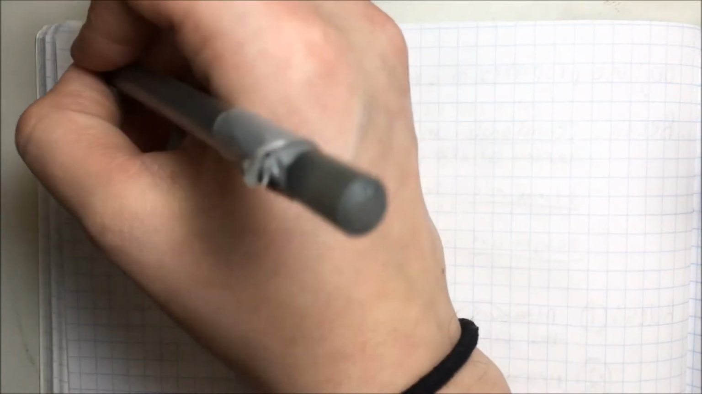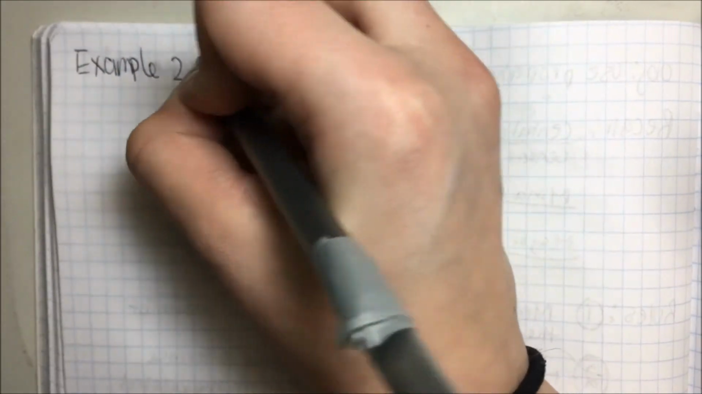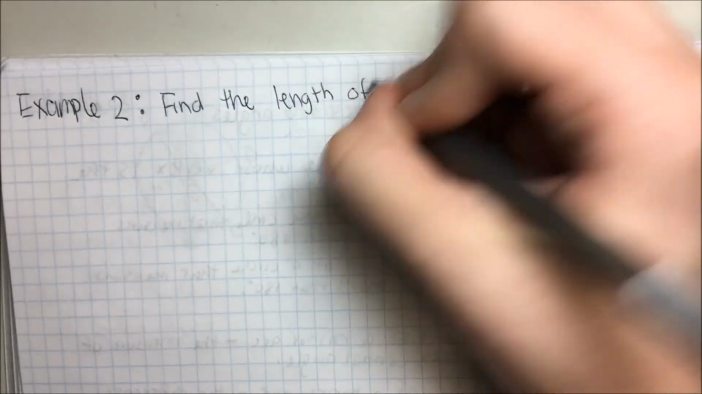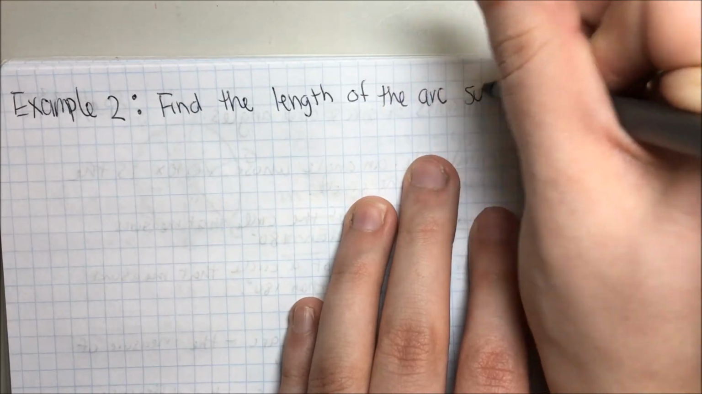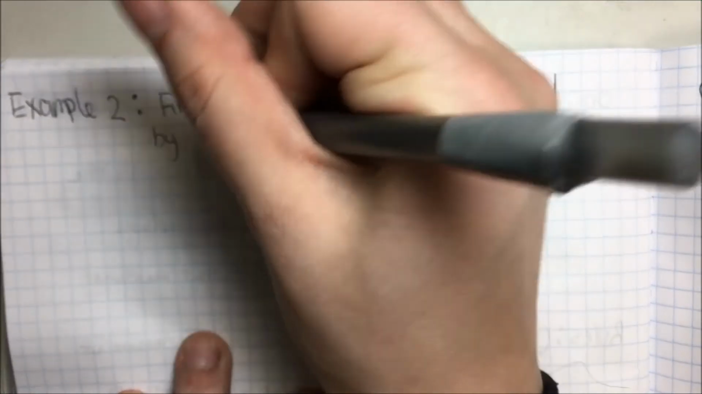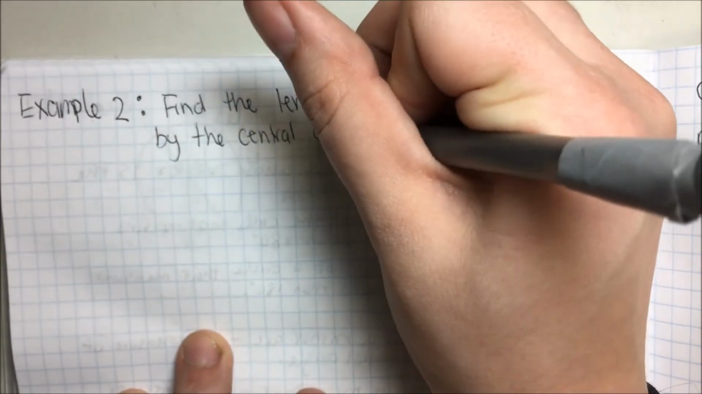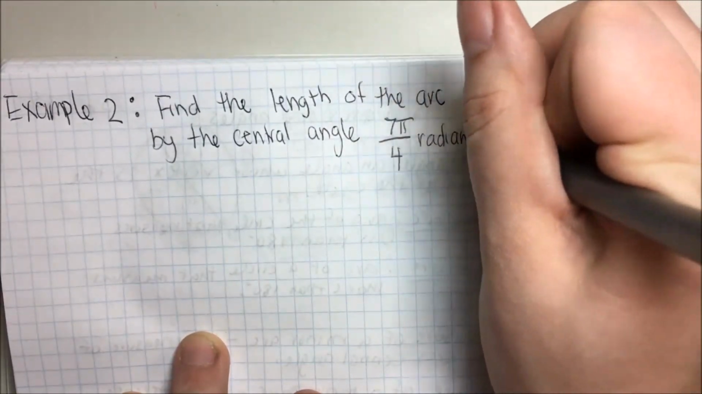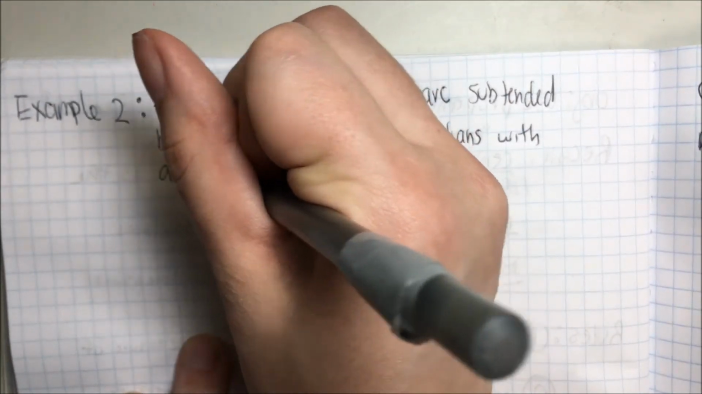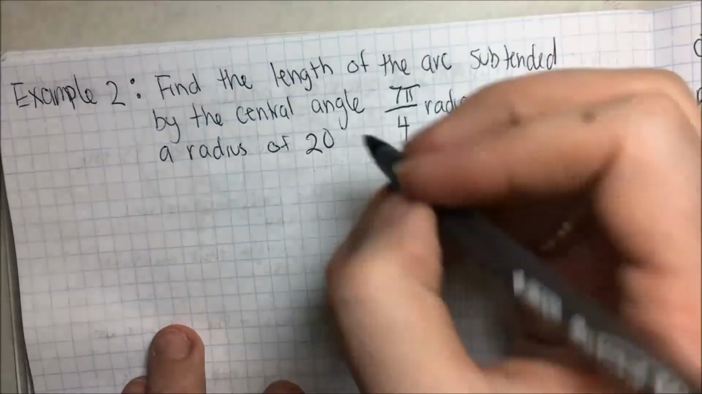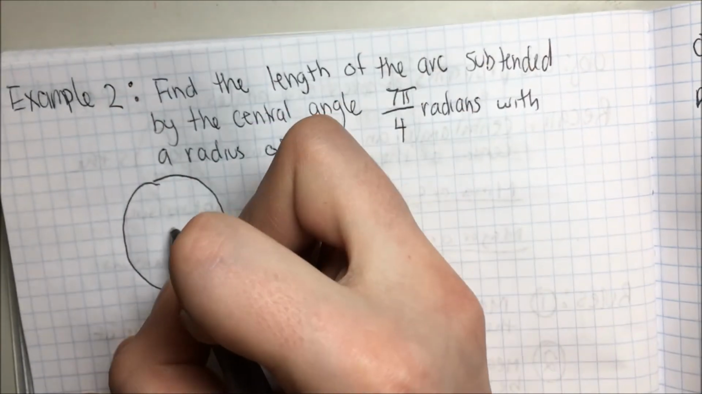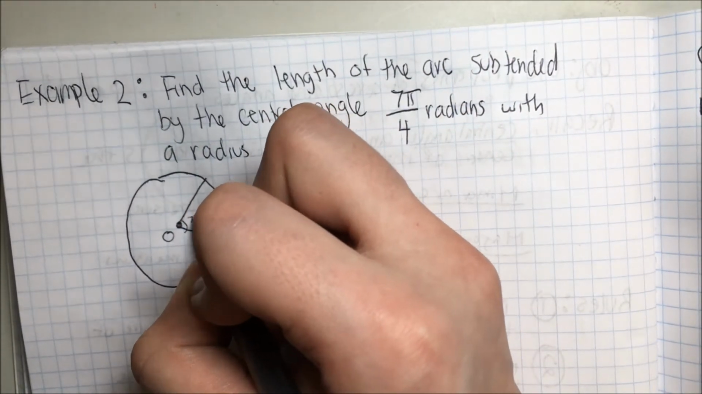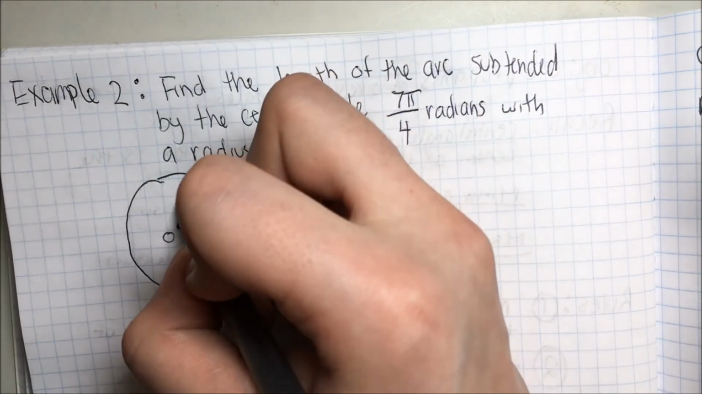So now we're going to look at an example, example 2. So we're going to find the length of the arc subtended by the central angle 7 pi over 4 radians with a radius of 20. So if we draw our picture, we can call our center O. And then we have a central angle here that measures 7 pi over 4 radians. And we are given that our radius is 20.